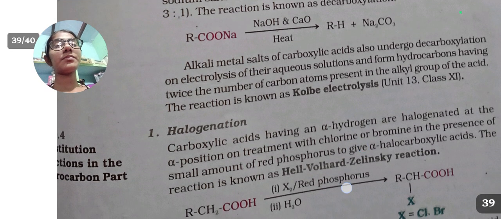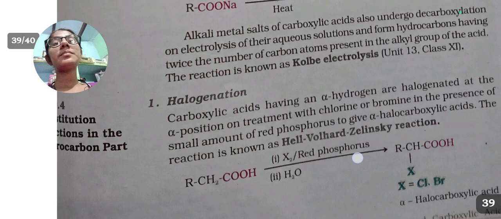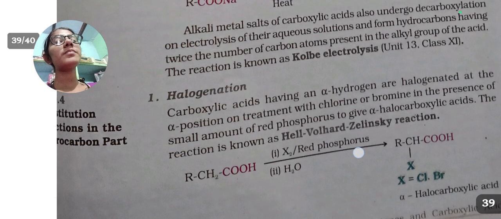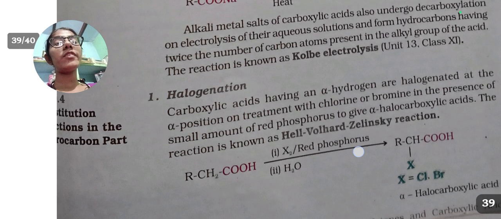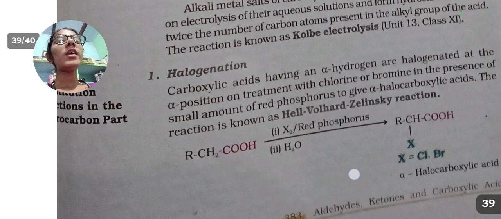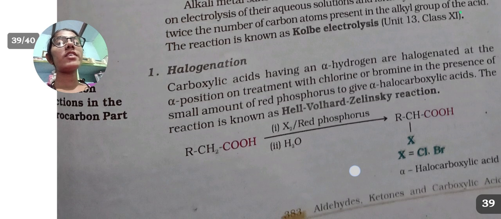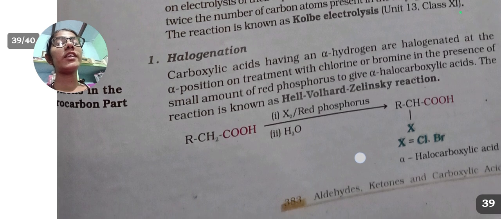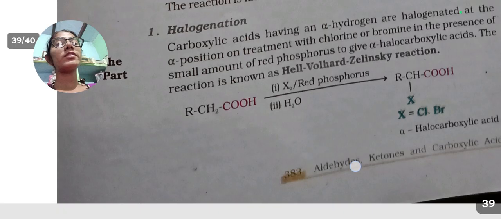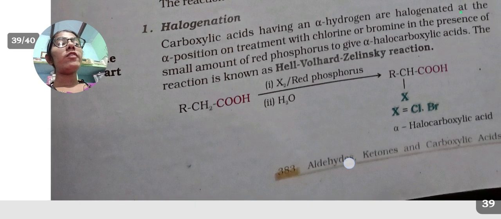Substitution reactions in the hydrocarbon part. First is halogenation. Carboxylic acids having an alpha hydrogen, on treatment with chlorine or bromine in the presence of a small amount of red phosphorus, give alpha halocarboxylic acids. The reaction is also known as the Hell-Volhard-Zelinsky reaction. RCH2COOH reacts with red phosphorus and halogen, then with H2O, to form the alpha halocarboxylic acid.